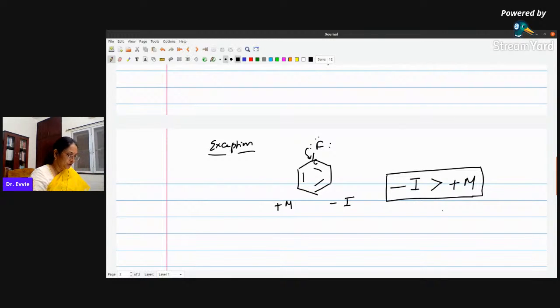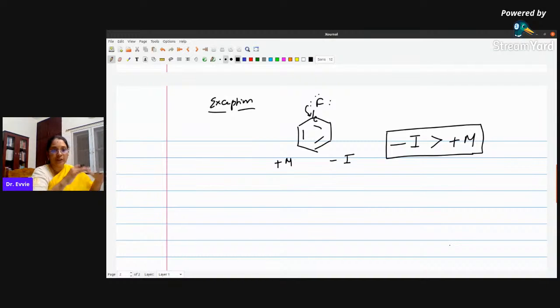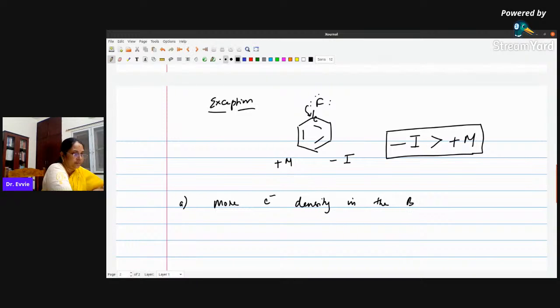So now let's do a question based on this. Okay, I hope with all these concepts, let's do a question. The question is, which among the following will have more electron density in the benzene ring?